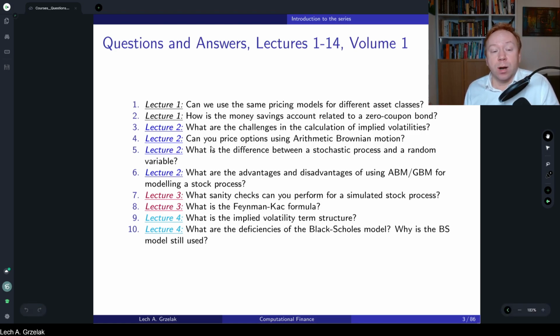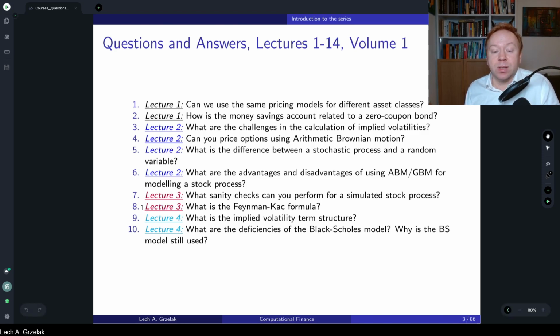Then we go to lecture number 2, where we focus on implied volatility. This is question number 3, and then pricing of options using arithmetic Brownian motions. Another question is about the difference between a stochastic process and a random variable. This is also a bit of catching up, whether you know the details about stochastic processes. And the final question is a comparison of arithmetic Brownian motion and geometric Brownian motion for modeling of stock processes.